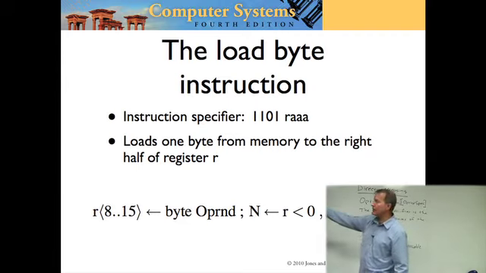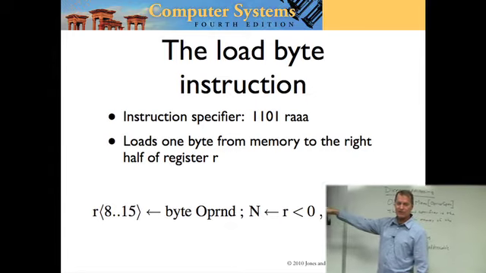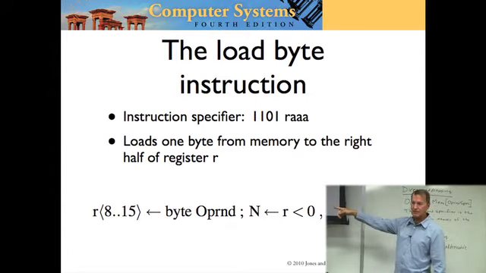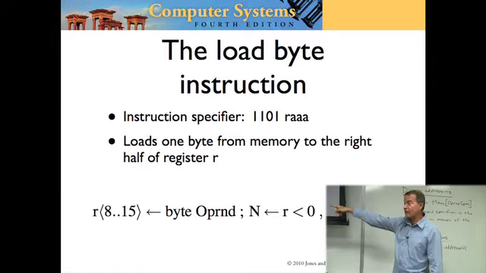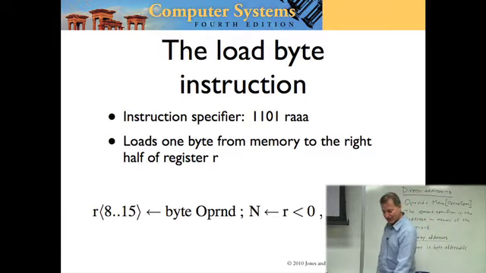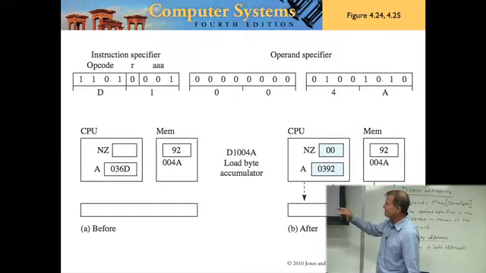And what happens to the left half of the accumulator? Set to 0? No, it's left alone. If it said that, what would the RTL say? It would say R[0-7] gets 0. But it doesn't say that, so that means it's left alone. Is that clear? Okay, so now here's an example.